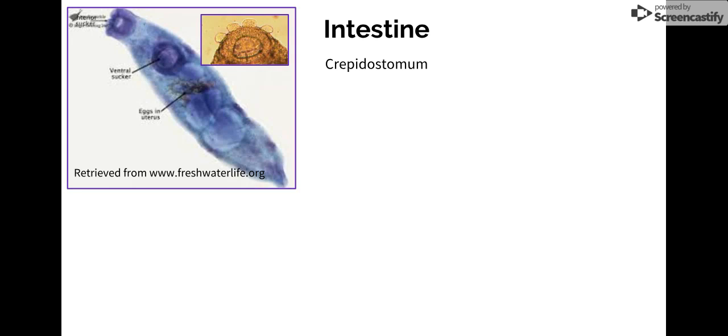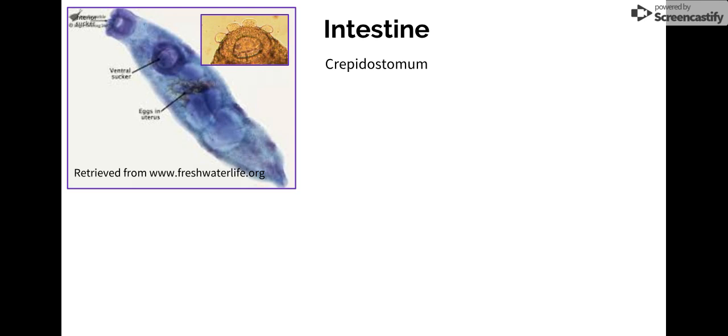The first one is the intestinal parasite, Crepidostomum, and this is what it looks like. It's very characteristic of these four lobes on the anterior end, so its head end. You can also see it has a ventral sucker, so under its belly, and then there's the egg and uterus.